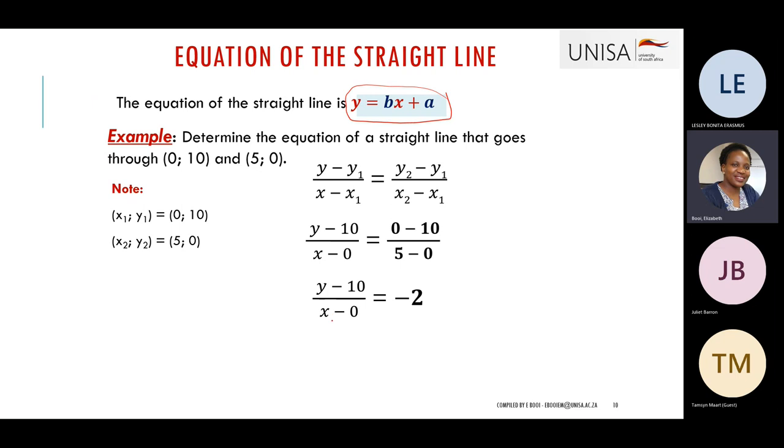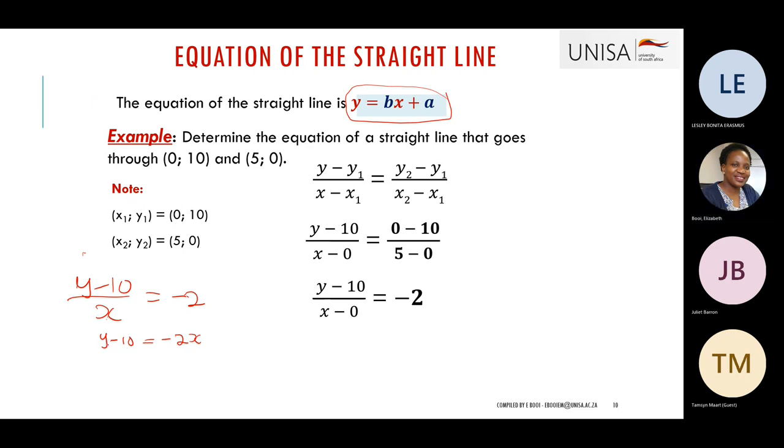Now on the left-hand side, we have y minus 10 divided by x minus 0. This is the same as y minus 10 divided by x, because x minus 0 is the same as x, equals minus 2. So we need to solve this. We can multiply because it's dividing. So this will be minus 2x, and we will be left with minus 10 on the left. We want to get rid of minus 10. It is subtracting when it goes over, so it will be positive. So y equals minus 2x.